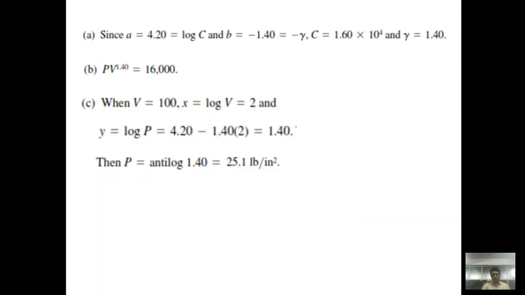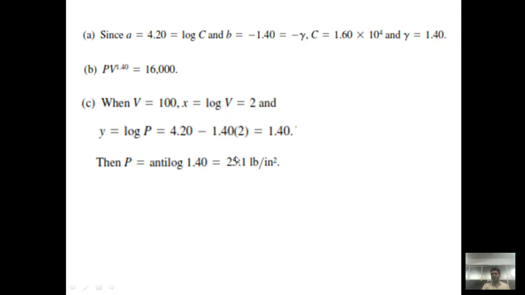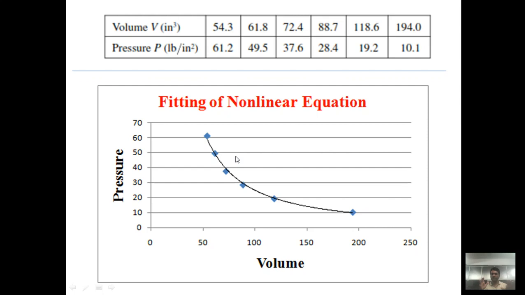And also we predict when volume is 100. When volume is 100, at that time the pressure P is 25.1. You can see here when volume is 100, the pressure is between 20 to 30, nearest to 25. Precisely, it is 25.1. So these are the graphical representations, and this slide shows what we have actually done in this whole lecture. So thank you very much for paying your attention.